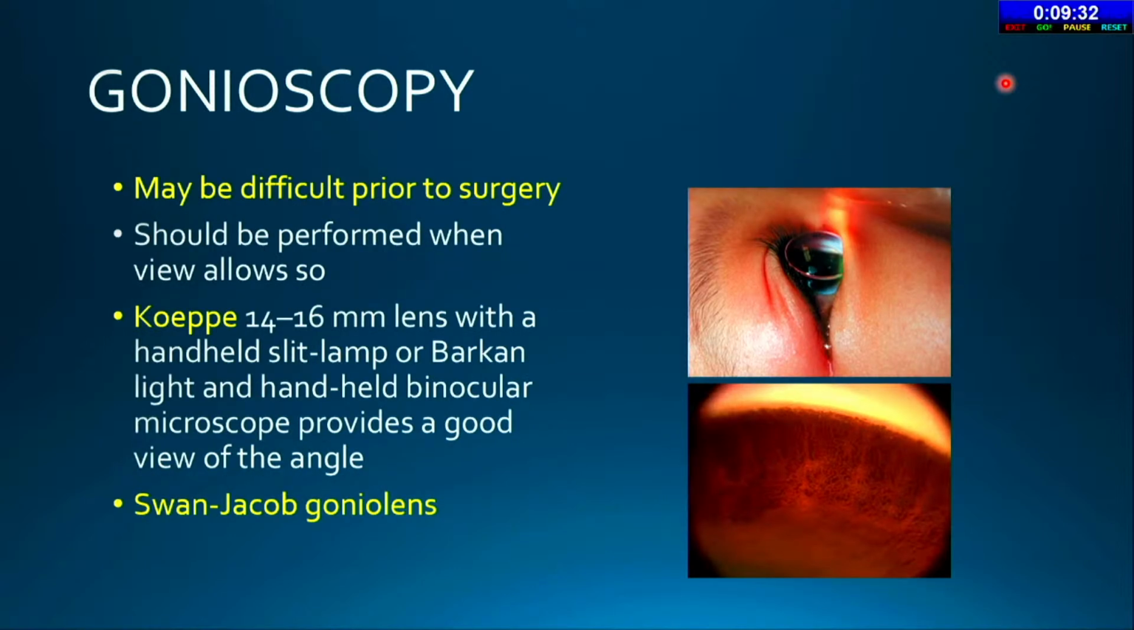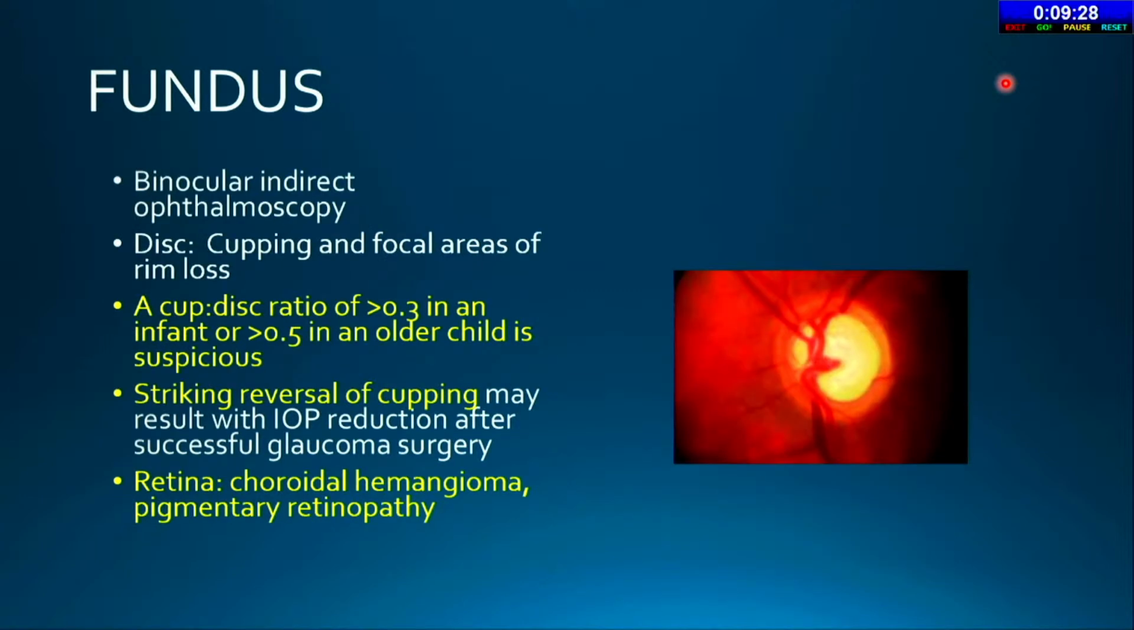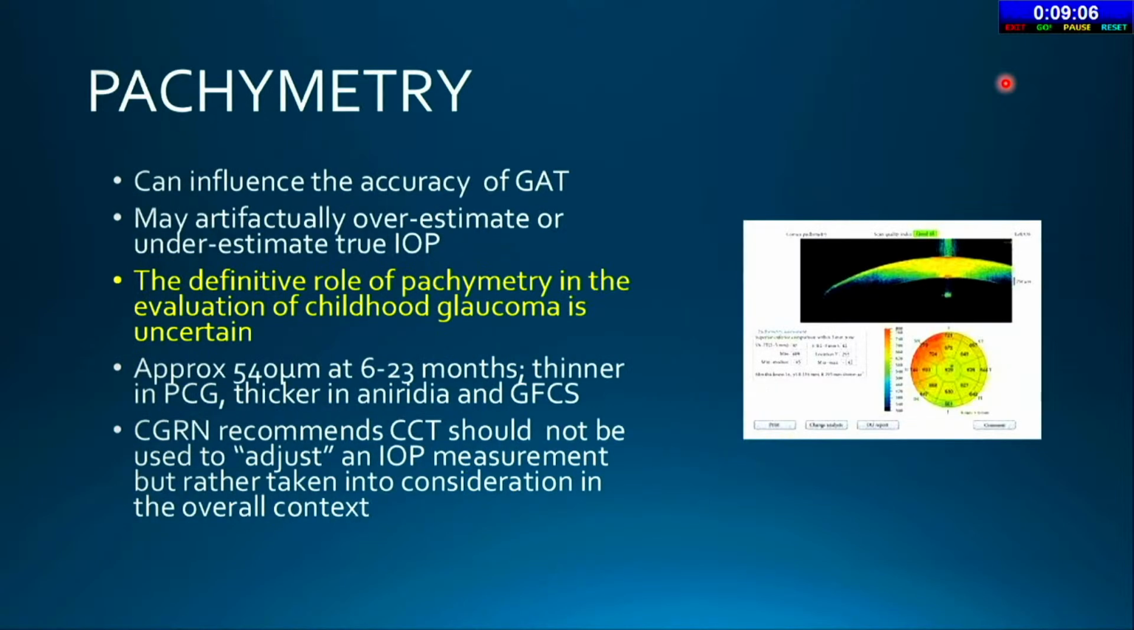The gonioscopy can be done by a Koeppe lens or by a surgical lens like the Swan-Jacob gonio lens. Regarding the fundus, a cup-disc ratio of more than 0.3 in an infant or more than 0.5 in an older child is suspicious. There can be striking reversal of cupping. In some of these children, when the surgery is successful, the cupping may reverse. You should exclude other findings like a choroidal hemangioma in Sturge-Weber syndrome or a pigmentary retinopathy in rubella.